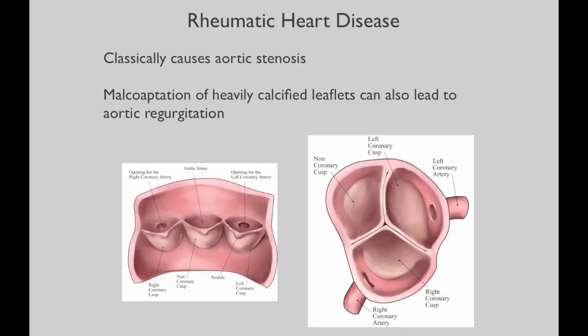It's important to note that while rheumatic disease classically causes aortic stenosis, malcoaptation of those heavily calcified leaflets can also lead to aortic regurgitation. And this is a common etiology for aortic insufficiency.